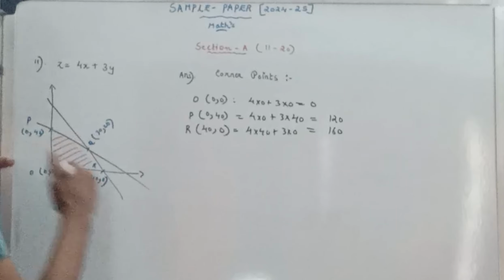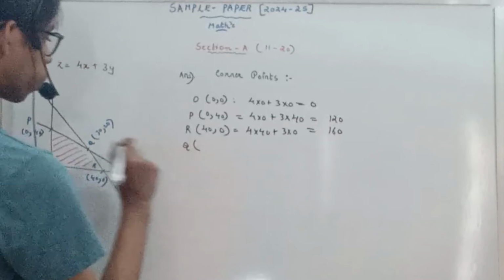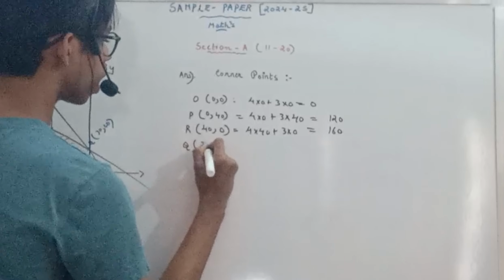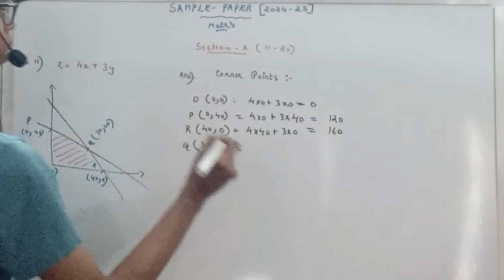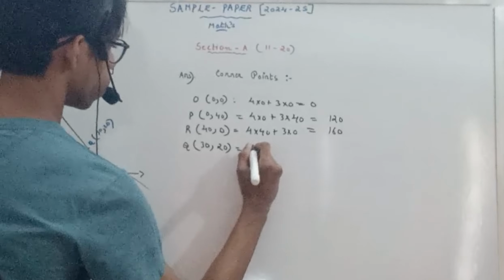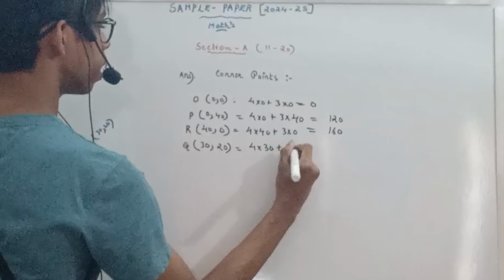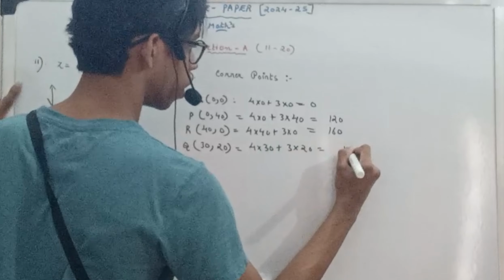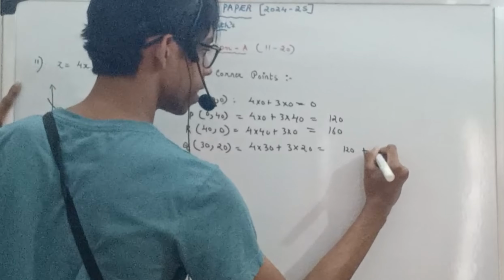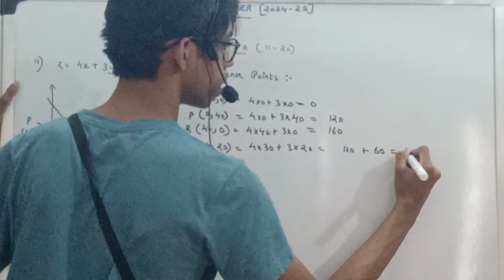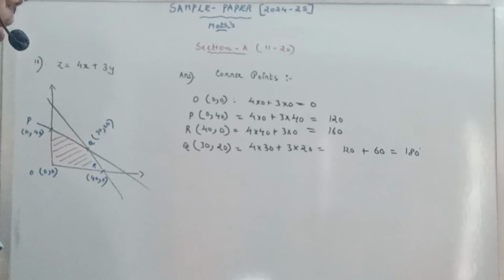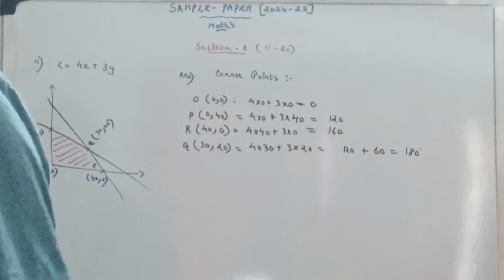Now the next corner point is Q. Q, if you see, is (30, 20). Substitute it in the objective function. So we will be getting 4 into 30 plus 3 into 20. 4 3s are 120 plus 3 2s are 60. So 120 plus 60 is equal to 180. Now let us check our options and compare.